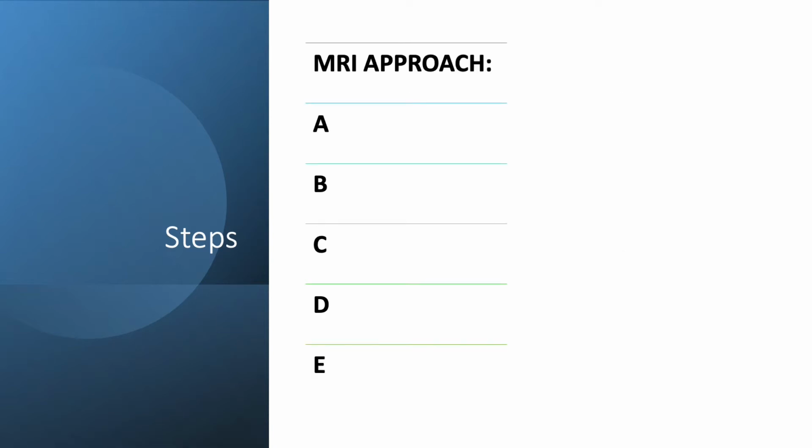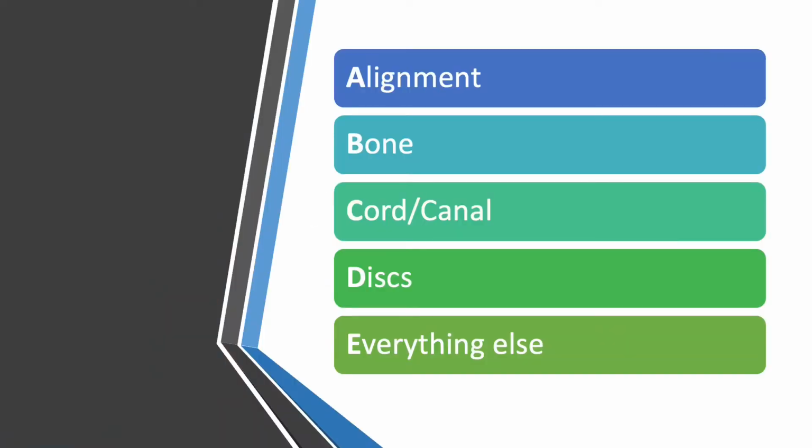So let's see what are these steps. A is the alignment, B is bone, C is for cord or canal, D is for discs, and E is everything else. I will go through each after I go through some of the anatomy of the cervical spine. So we will be starting with an interpretation of a cervical spine MRI. So first I'll go through some basic anatomy.